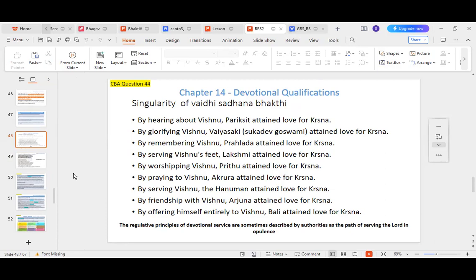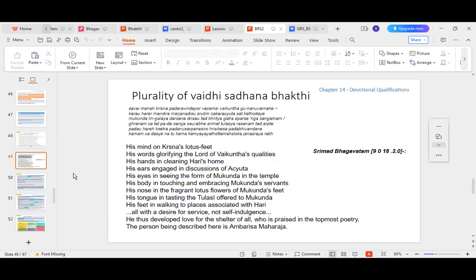Okay, so from an examination question point of view, Atma Nivedanam is Bali Maharaj. Like that, if you're able to remember a few of the names, then it should be okay. So this is question number 44.